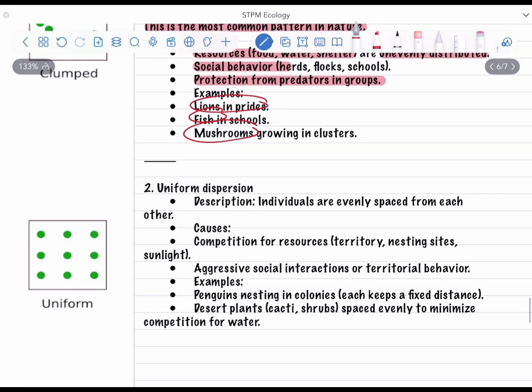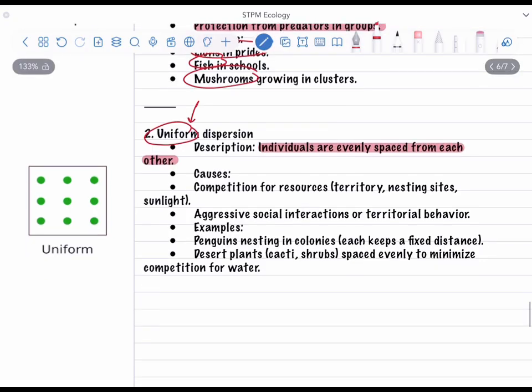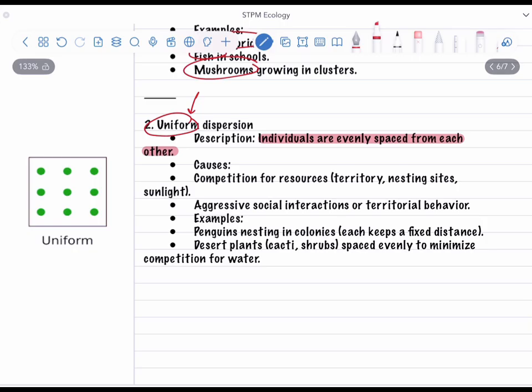Okay, so next we are going to look at the second pattern of dispersion, which is uniform dispersion. This is quite easy to understand, where uniform means all the spaces in between the individuals are evenly spaced. They have equal distance to each other. So in uniform distributions, the individuals are evenly spread or spaced from each other. And it occurs when the competition is severe.